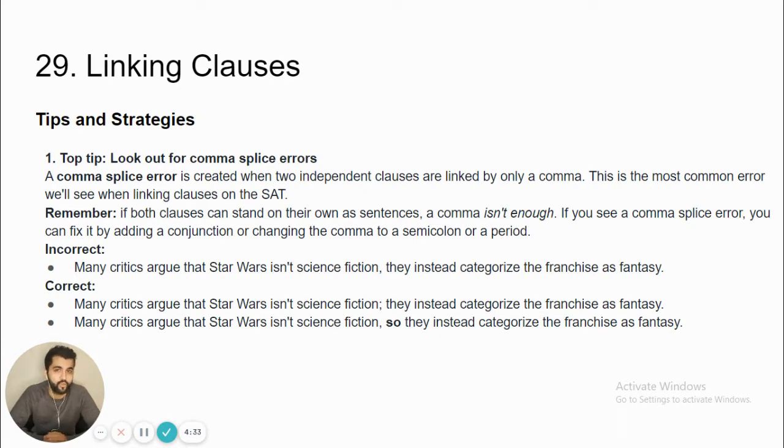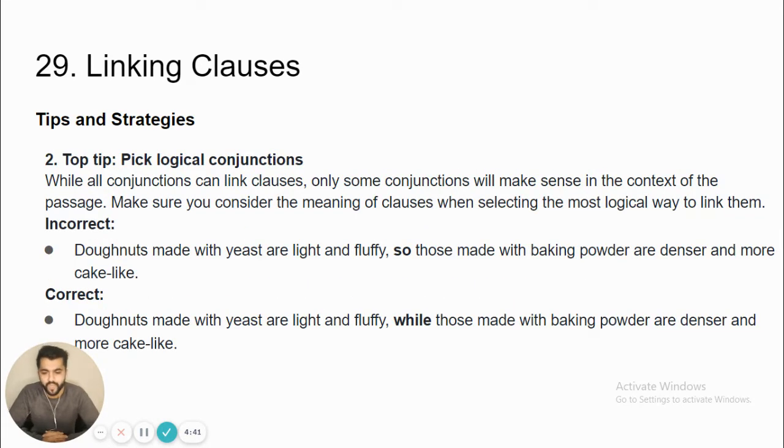All right, so these are two independent clauses. You can either change the comma into a semicolon or add a FANBOYS conjunction after the comma. In this case, it is "so." Number two, pick logical conjunctions. While all conjunctions can link clauses, only some conjunctions will make sense in the context of the passage.